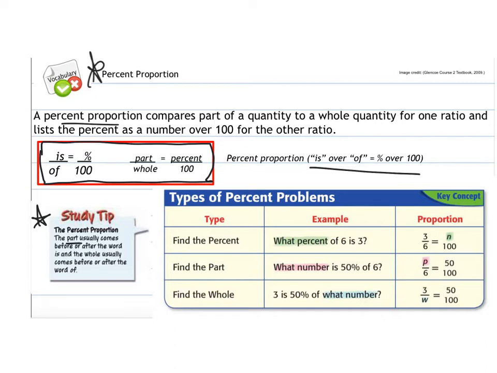Types of percent problems that you might see: you might be asked to find the percent, you might be asked to find the part, which is the is, or you might be asked to find the whole, which is the of. There are different examples. What percent of 6 is 3? Since it says what percent, that's what you're looking for. What number is 3? That tells us we're trying to find the is. 3 is 50% of what number? That tells us we're trying to find the of. They use the proportion over here to set that up, and we'll go through some examples together on the next slide about how to set these up and how to solve them.